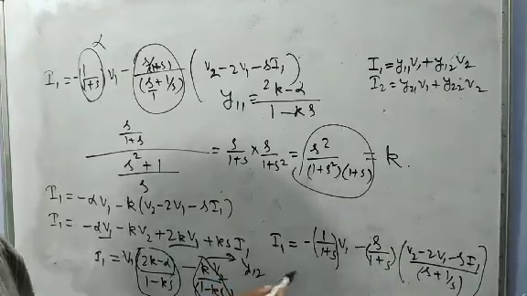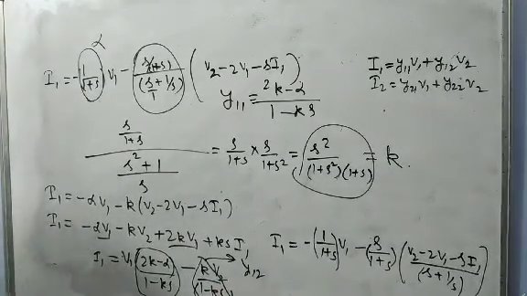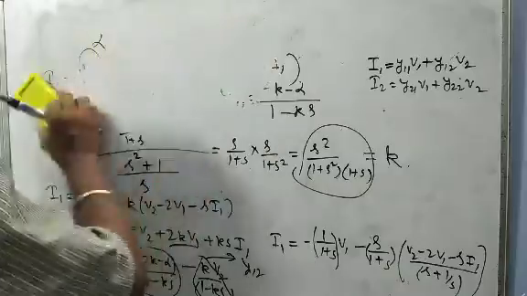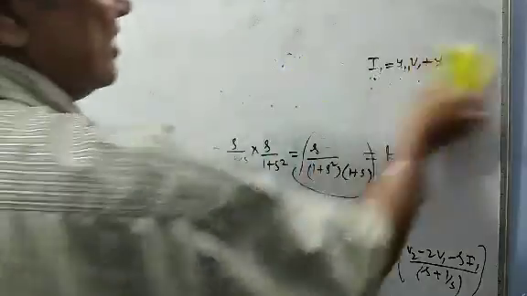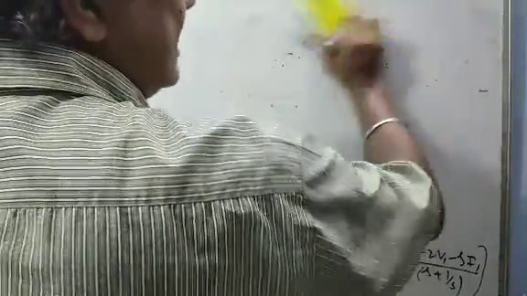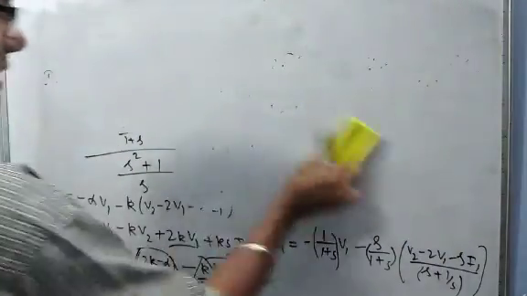So this is the procedure of solving this type of problems, because you can't do it otherwise, because there is a dependent source. You have to take the KVL and KCL equations, no other way.